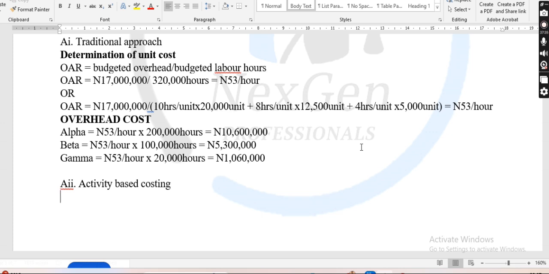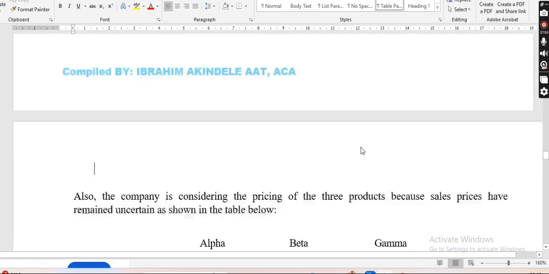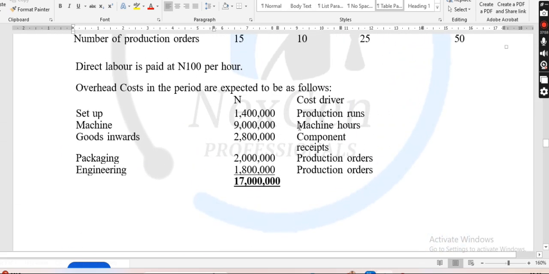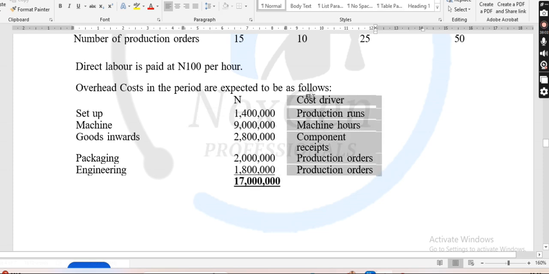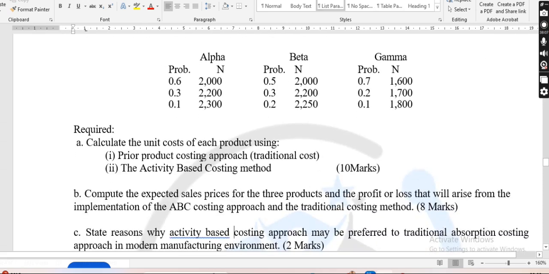Now, the first thing, we already know the activity, right? But let's calculate our OAR now. So the first thing you need to do is to determine your OAR for ABC. Don't forget that you have your cost pool, which is this. You can see your cost pool here, and this is your cost driver.